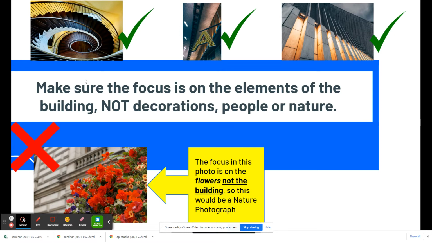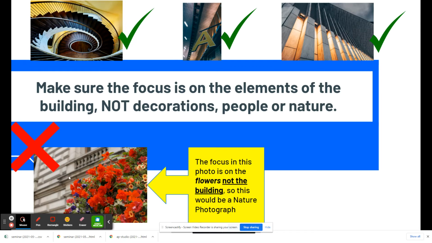Okay, so let's look at these examples here. This one, the focus is on the staircase. That's part of the building. That totally works. This is like an element of a sign, right? And the building behind it totally works. This is just a shot looking up the side of a building. That totally works. This has flowers in the front and a building in the back.